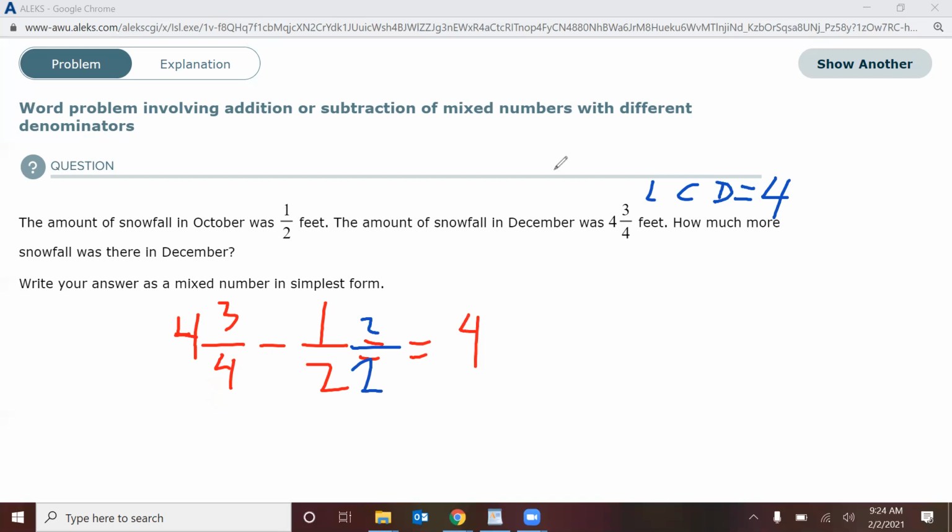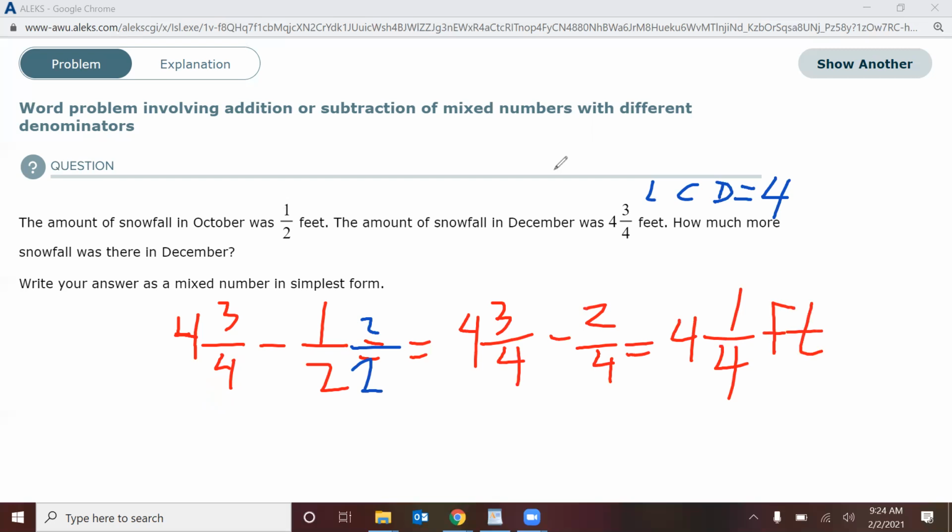So this gives me 4 3/4 minus 2/4. 3/4 minus 2/4 is 1/4. And so our final answer is 4 1/4. But because it's a word problem, I need to include the units. So 4 1/4 feet of snow. And that's how we do it.